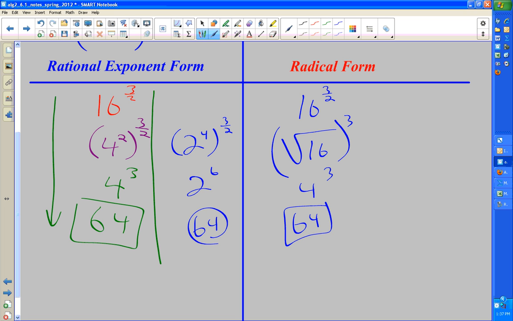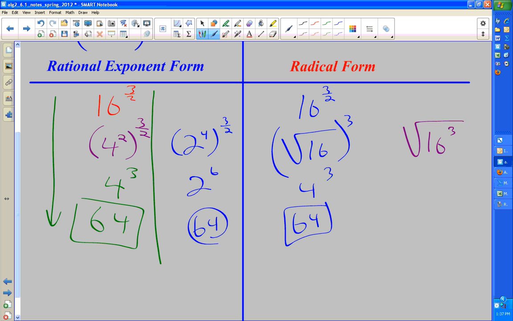Now, I'm going to show you the other one, but again, why would you ever? You could have done the square root of 16 cubed. Who knows what 16 cubed is? And since you can't use a calculator, something's wrong. You don't want to do 16 cubed. I'm showing you the other one.